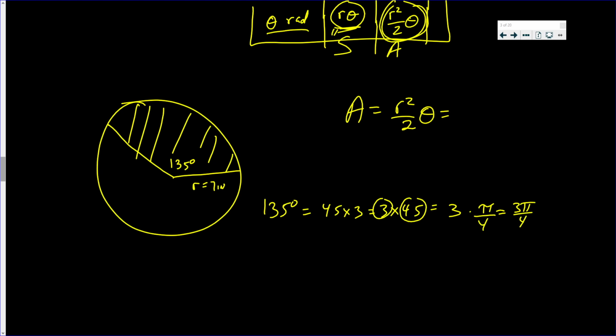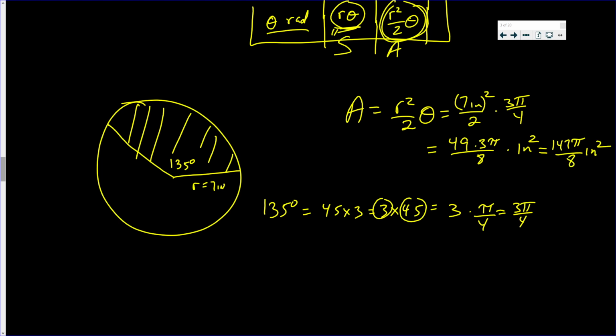Okay, so it's the radius squared over 2 times 3 pi over 4. So you get 7 squared times 3 pi over 8. 2 times 4 is 8 times inch squared. 49 times 3 is 147 pi over 8 inch squared, or square inches. That's exactly what is in here.